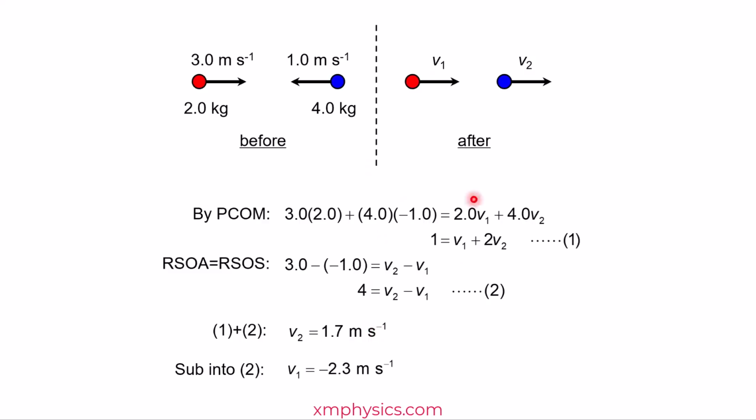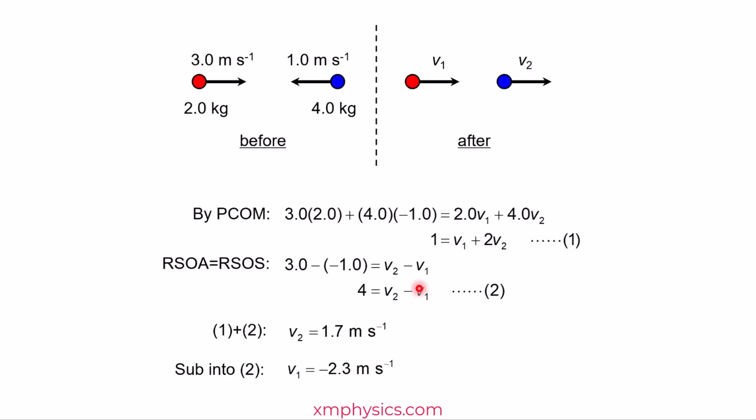So this is a very standard calculation. It always involves setting up two equations, one based on PCOM and one based on RSOA equal to RSOS because it's an elastic collision. And then you are going to do the simultaneous equations and arrive at the answers.